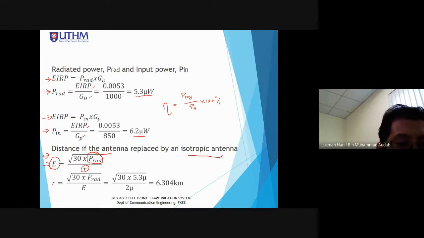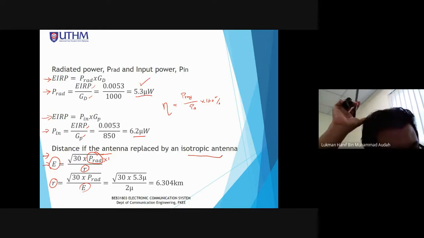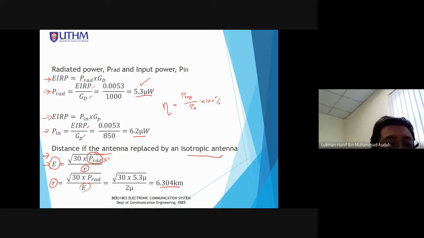Okay, so here it is actually multiplied by 1. He didn't write it, but actually it is multiplied by 1. Okay, so now we want to find R, the distance. Distance is equal to 30 times P radiation divided by the E field. We want to achieve this E field. So therefore 30 times P radiation, which is 5.3, we obtain from here, divided by 2 microvolt per meter. So we get 6.304 kilometer, or 6,304 meter. Okay, 6,304 meter.